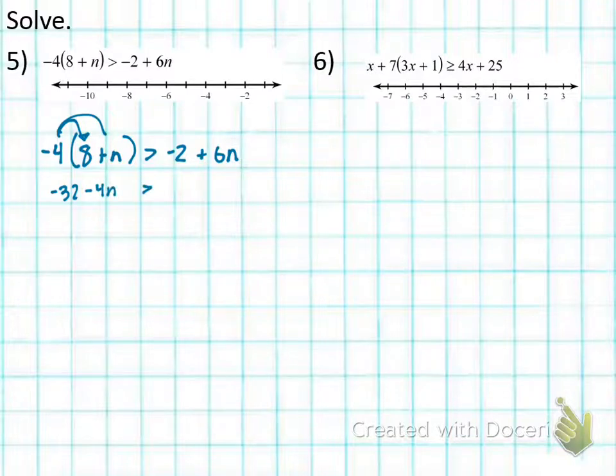and then we have negative 2 plus 6n, okay? What property did I just use? Good, we use the distributive property, okay? So we would write that down.